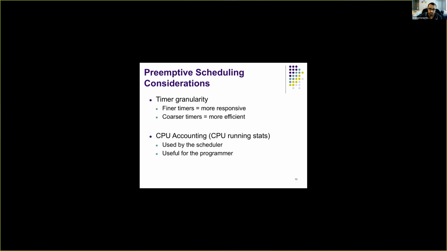And also the operating system should know how to account for the CPU. So it needs to know how much of the CPU is used by the processes and how much of the CPU is used by the operating system itself to do the overhead, to do the context switch management.